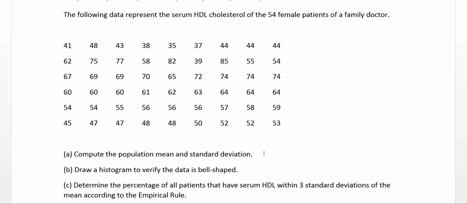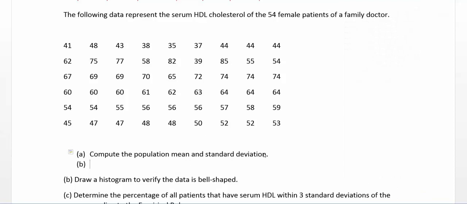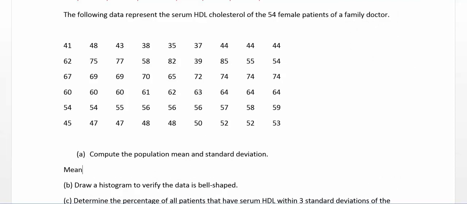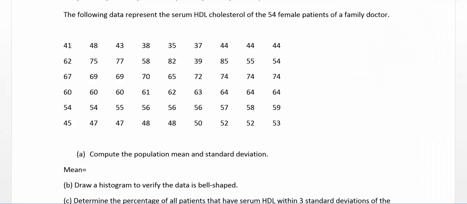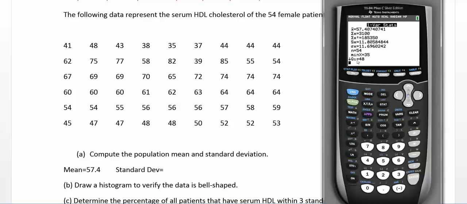So let me write this down here. We had a mean of 57.4, and we had a standard deviation of 11.7.